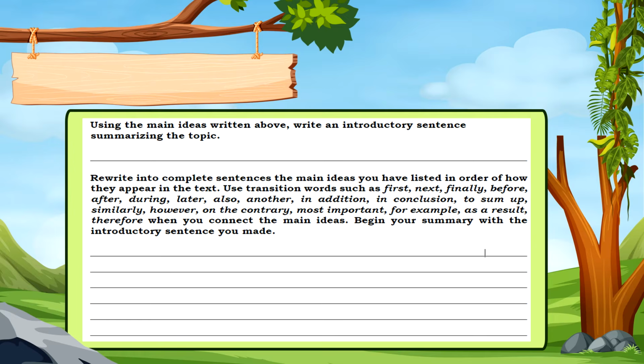Using the main ideas written above, write an introductory sentence summarizing the topic. So you're going to write the introduction, just the first sentence. It's like your topic sentence. Rewrite into complete sentences the main ideas you've listed in order of how they appear in the text. Use transition words such as first, next, finally, before, after, during, later, also, another, in addition, in conclusion, to sum up, similarly, however, on the contrary, most important, for example, as a result, therefore, when you connect the main ideas. Begin your summary with the introductory sentence you made.